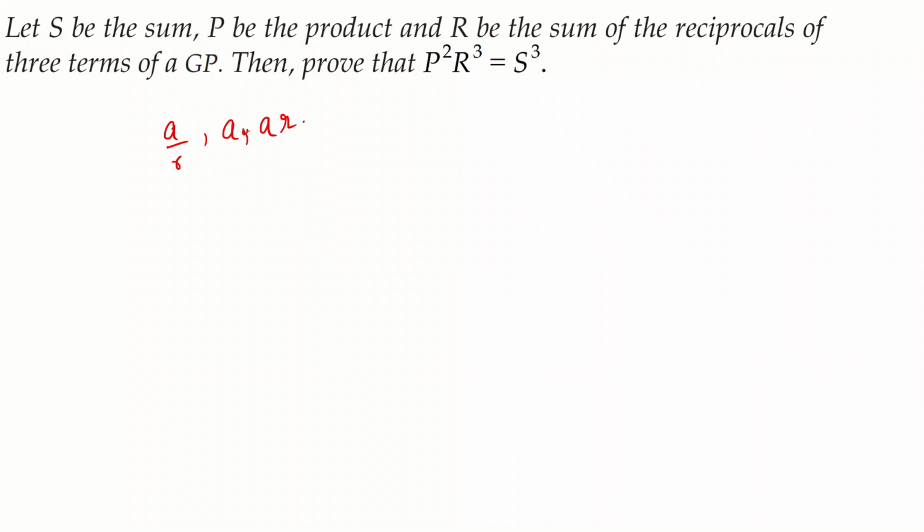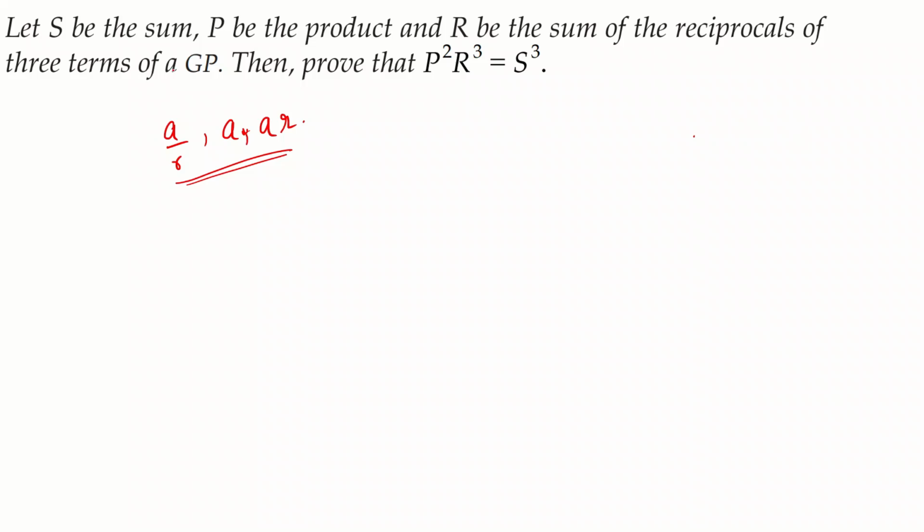Similarly, you could have also taken this GP as A, AR, and AR square, but taking them in this way gives us an additional advantage, and you will soon come to know what advantage we get on taking these numbers as GP and not A, AR, and AR square. These are also in GP with A as the first term and R as the common ratio, and this is also in GP with A by R as the first term and R also the common ratio, but this gives us some advantage. So I'll tell you what advantage we get.